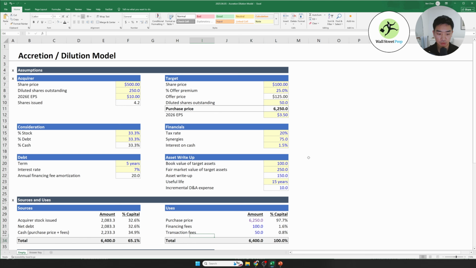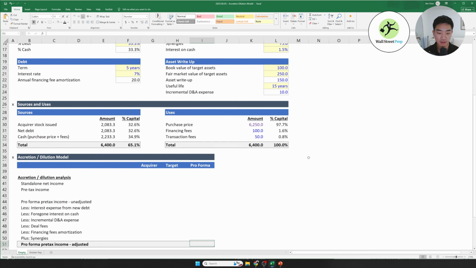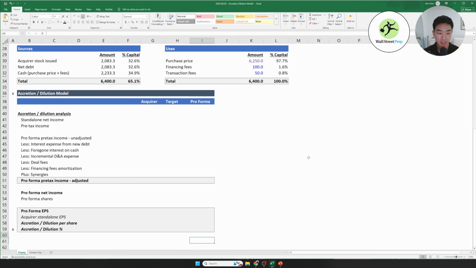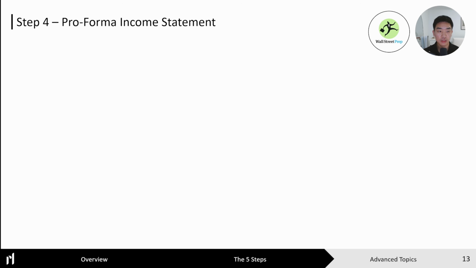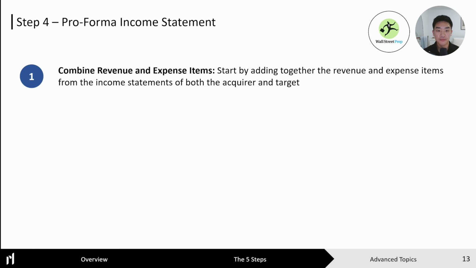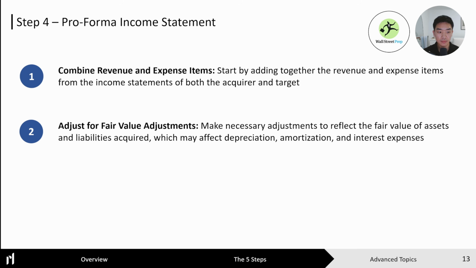And then if I scroll down here, you can see that we have the actual model itself. So let's go into the next step, which is the pro forma income statement. I'm just going to walk you through a few steps again. So the first step is to combine revenue and expense items. Similar to the balance sheet, you're just smashing the two financial statements together. You're adding all the standard income statement line items of both the acquirer and the target. Then you're adjusting for fair value adjustments.